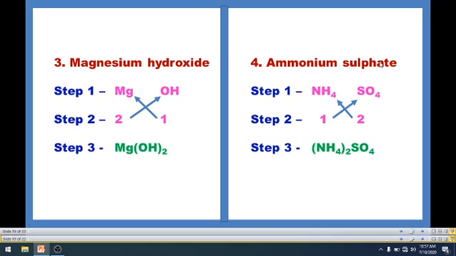Then ammonium sulfate. So formula of ammonium is NH4, sulfate SO4. Valency of ammonium is 1, valency of sulfate ion is 2. So we want to interchange the valencies. Ammonium we write 2 times and sulfate 1 time. More than 1 time means you need to use a bracket. Therefore NH4 is enclosed with a bracket and 2 should be written as a subscript. Then SO4, 1 time. Therefore, the formula of ammonium sulfate is (NH4)2SO4.